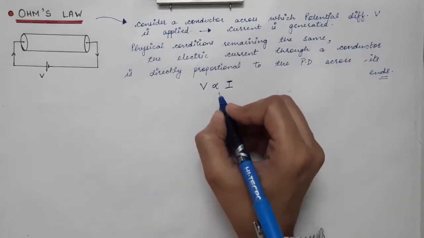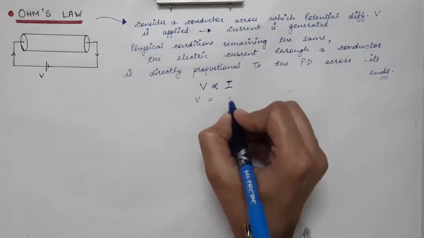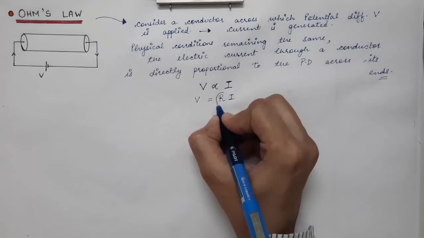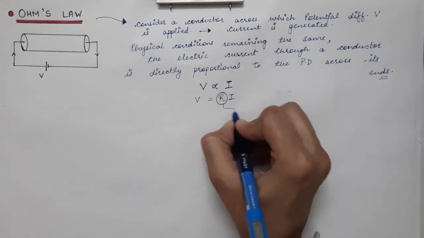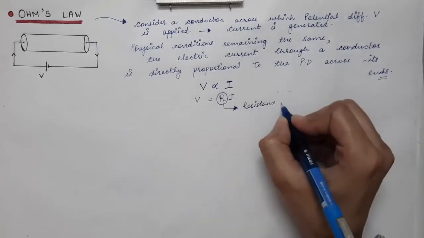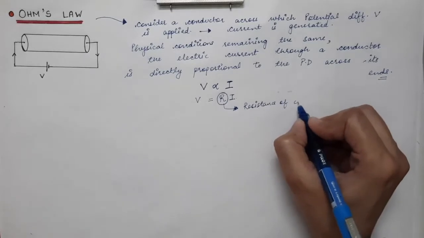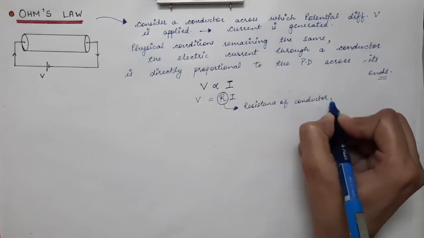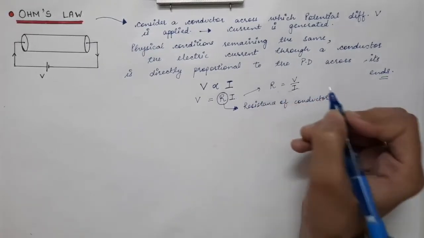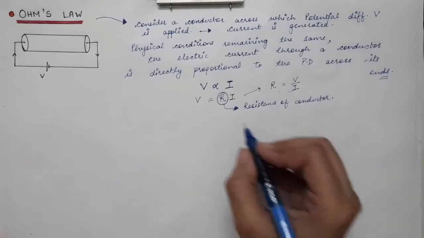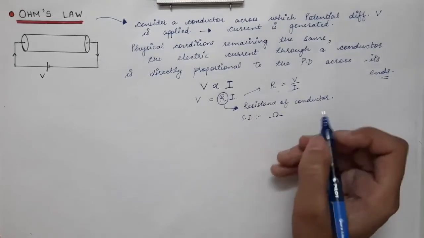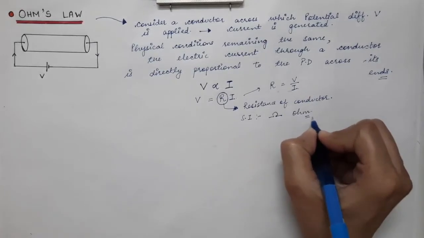When you remove this proportionality, V is equal to a constant, represented by capital R, into I. This is called the resistance of the conductor, and from this formula, resistance is equal to V divided by I. And what is the unit of resistance? The SI unit of resistance is the ohm. It is represented by this symbol, and it is called the ohm.